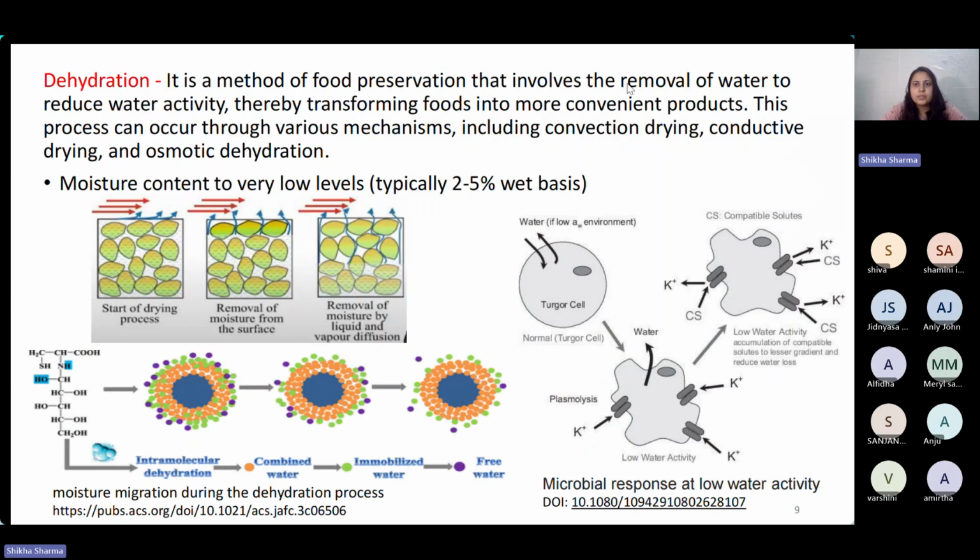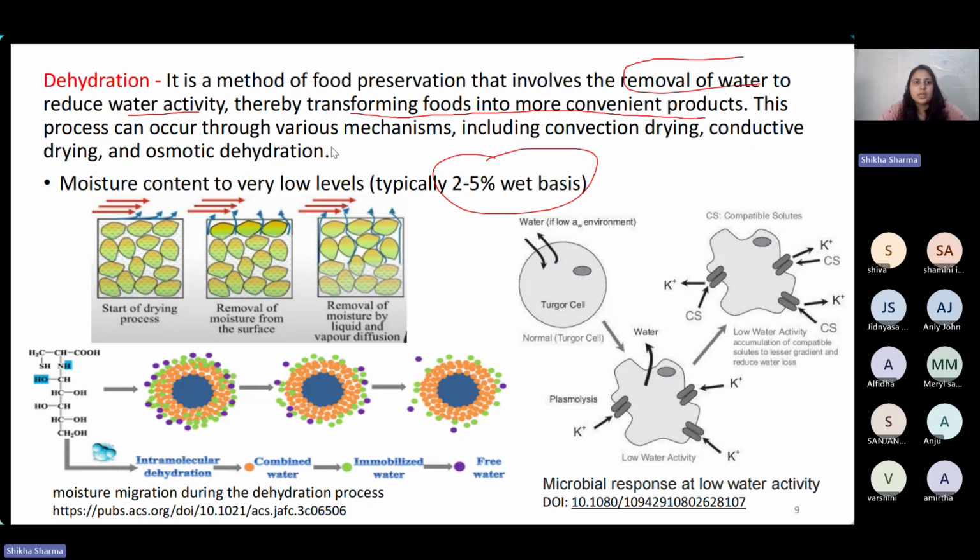So dehydration involves the removal of water to reduce the water activity. It transforms the food into a more convenient product or a shelf-stable food product if we dehydrate the food product. So dehydration means that we are lowering the water content up to 2 to 5% wet basis, whereas in concentration the water can be up to 10 to 20 or 30%. In dehydration, the water content is just 2 to 5%.